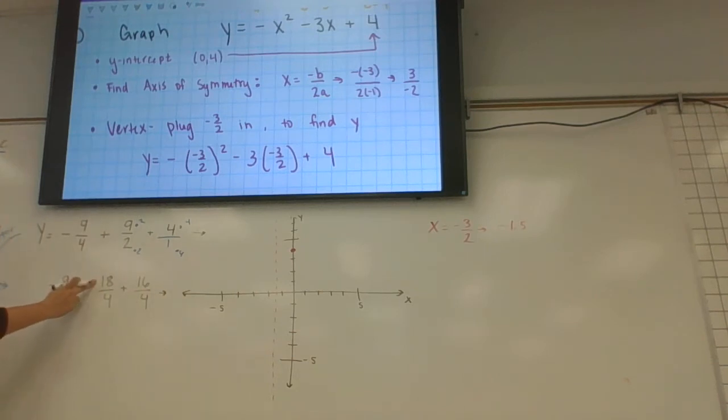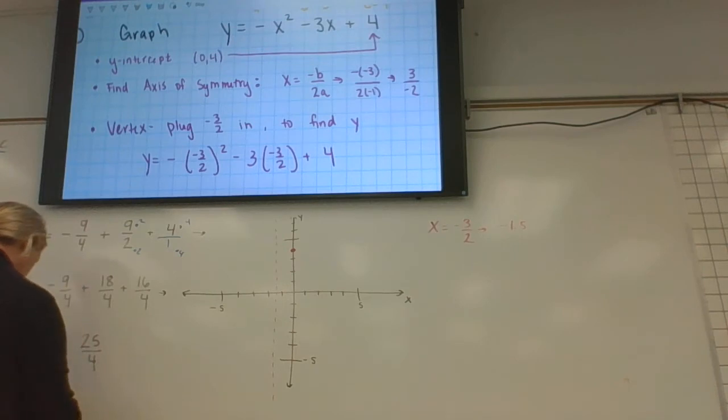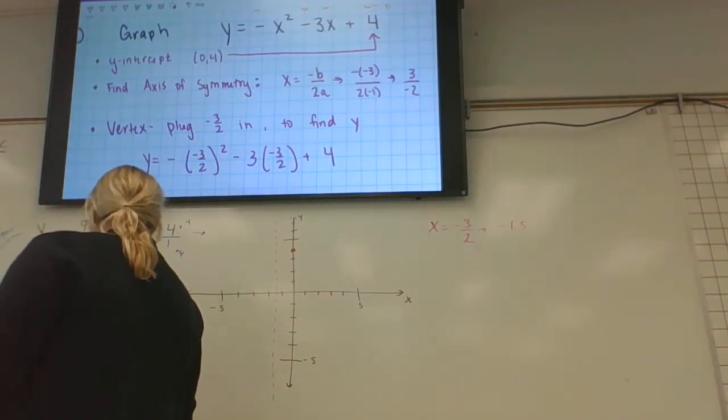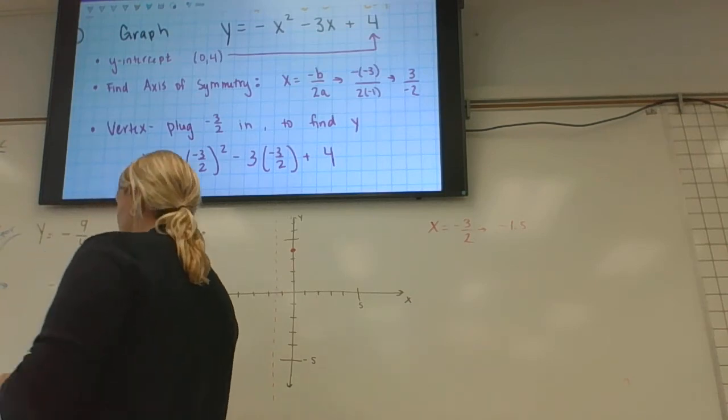So this will be 9 plus 16. Did you get 25? I got 25 over 4. Yep, that's it. So when I add across the top, I get 25 over 4. So now I have a vertex. I have a center point. Negative 3 over 2, comma, 25 over 4.